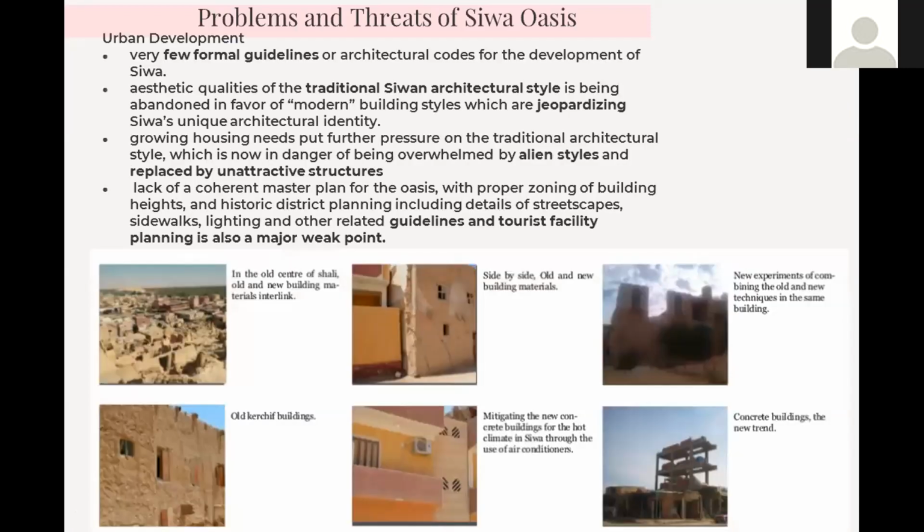However, on the urban level, as you can see here, there are very few formal guidelines or architectural codes for the development of the city of Siwa. People usually neglect the architectural identity of the city, and they lean more towards concrete buildings and other modern building styles, which pop out of nowhere. So this is a very prominent problem, because this is highly affecting tourism.